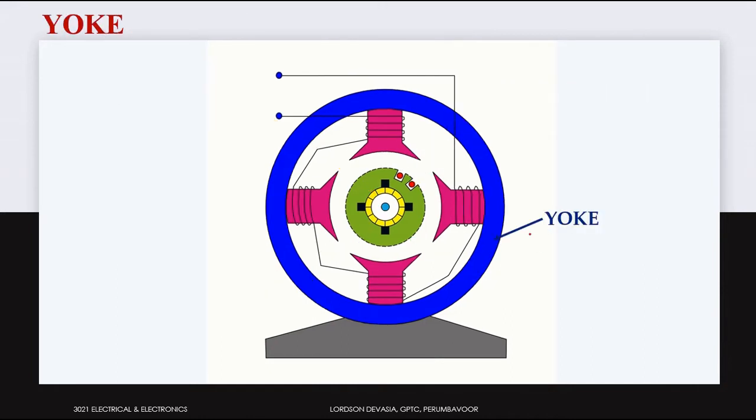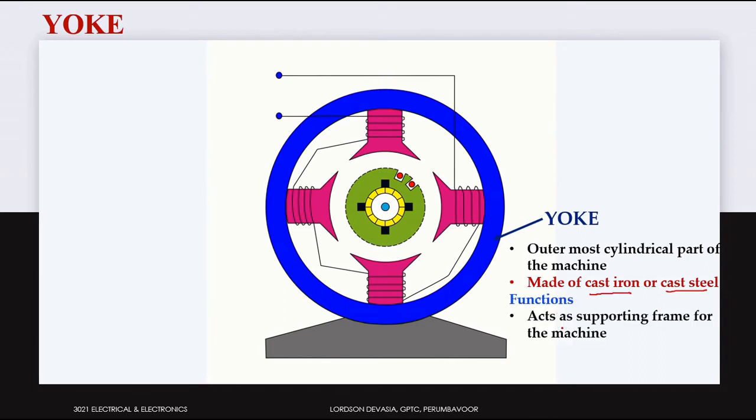The outside part is known as yoke, the outermost cylindrical part of the machine, that is made of cast iron or cast steel, and there are two functions.